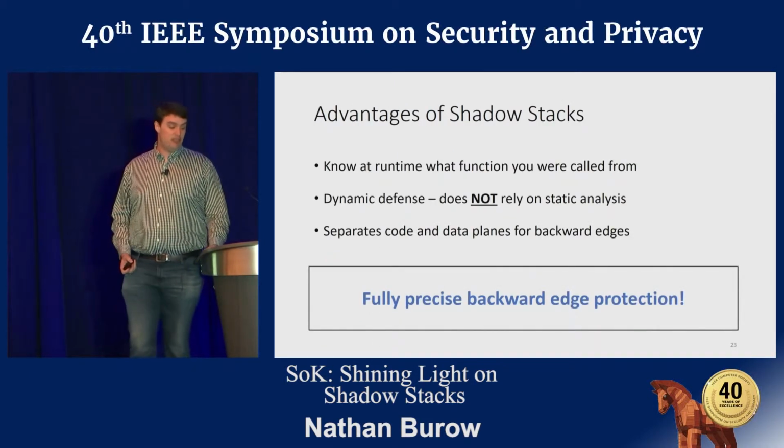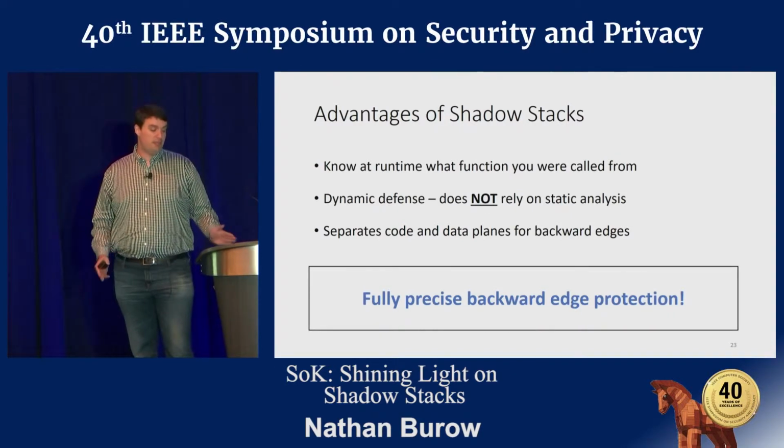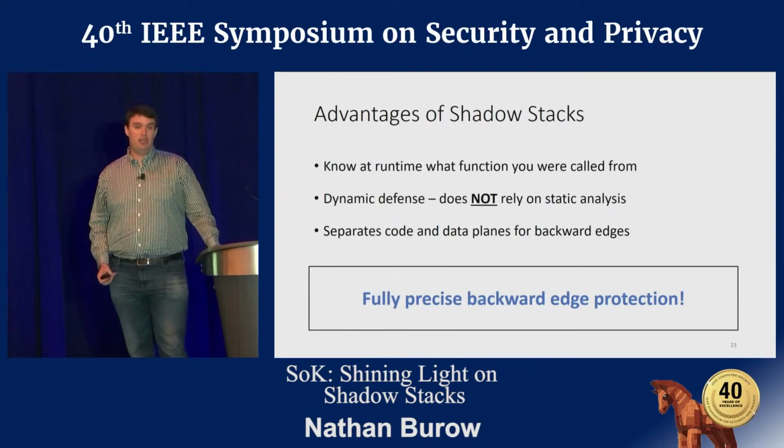So the key advantages of shadow stacks are that you know at runtime what function you were called from, which means that we can move from the static style of CFI defenses that are trying to pre-compute target sets to a more dynamic defense that is focused on remembering the return addresses correctly. So there's no guessing or pre-calculation required here. Simply by separating the code and data planes for backwards edges, we end up with this very strong defense for return addresses. And in particular, it's fully precise, again, because of this dynamic nature of the information, where the call happens before the return, so you know where you're supposed to return to if you can only preserve that information in the program.